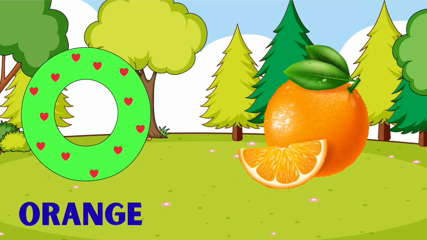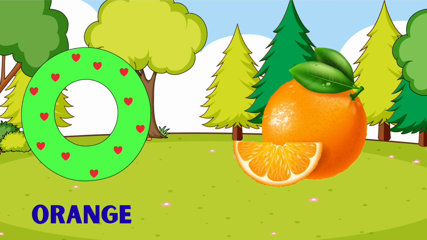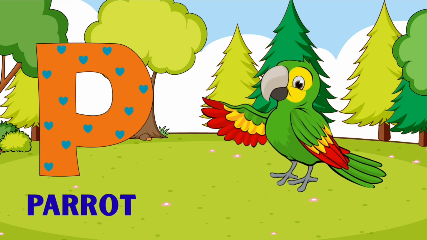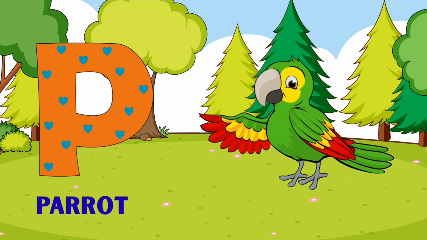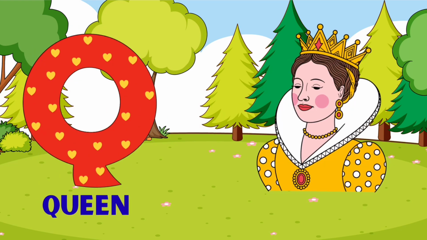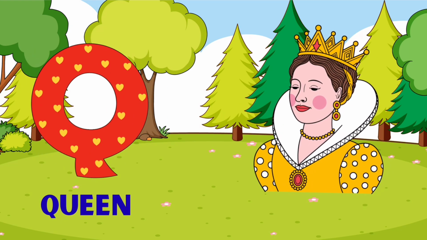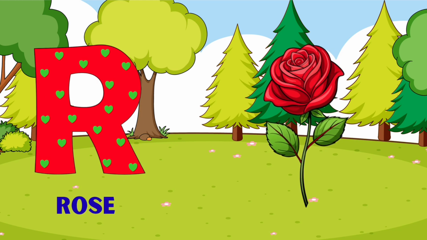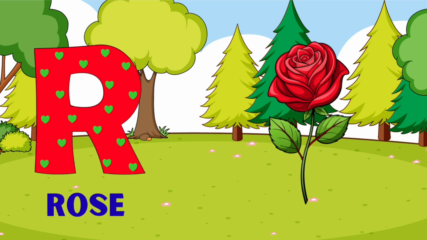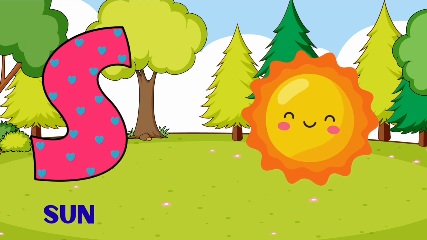O. O is for orange. P. P is for parrot. Q. Q is for queen. R. R is for rose. S. S is for sun.